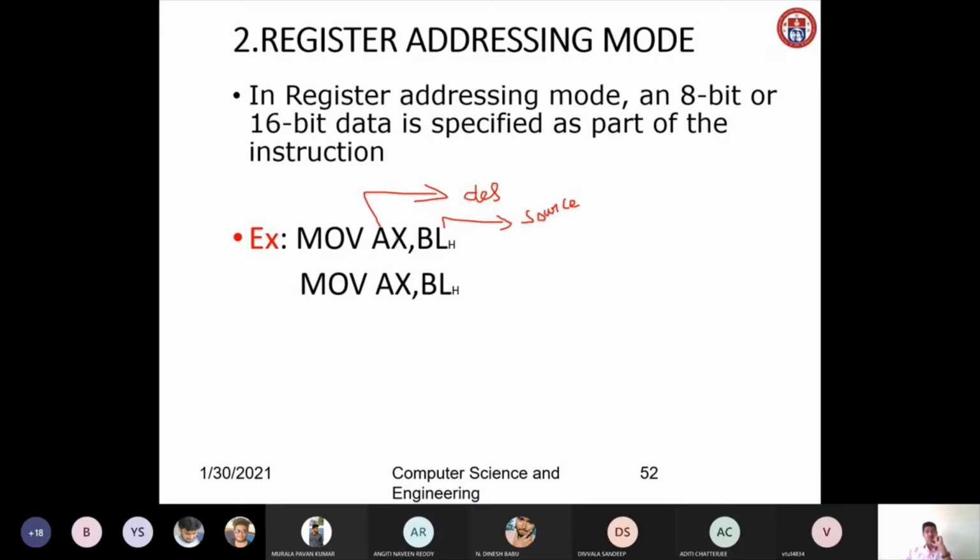Here MOV AX, BL. MOV AX, BL means whatever content is available in BL will be moved into AX. You know that AX is the accumulator register, a 16-bit register, and BL is part of the base register, an 8-bit register. So this 8-bit register is moved into the AX accumulator register.